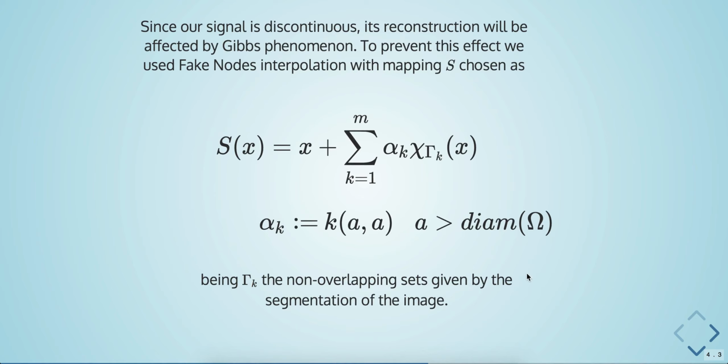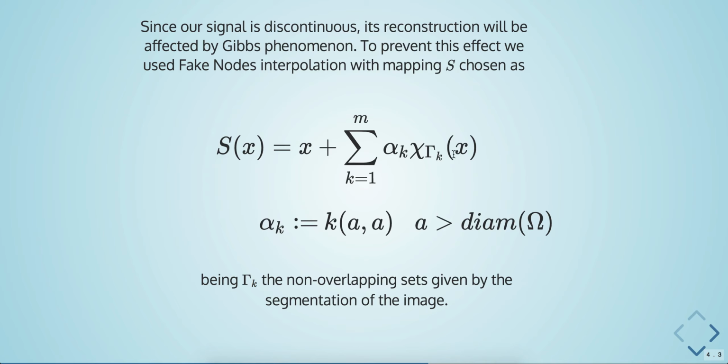Now, how to choose the mapping S? Since our signal is discontinuous, the reconstruction will be affected by the Gibbs phenomenon. Gibbs phenomenon is simply some non-physical oscillation around the discontinuity, which always happens when the signal is discontinuous. Now, to prevent this, we used fake nodes interpolation with the mapping S chosen like this, being the gamma of k, the non-overlapping set given by a segmentation of the image.